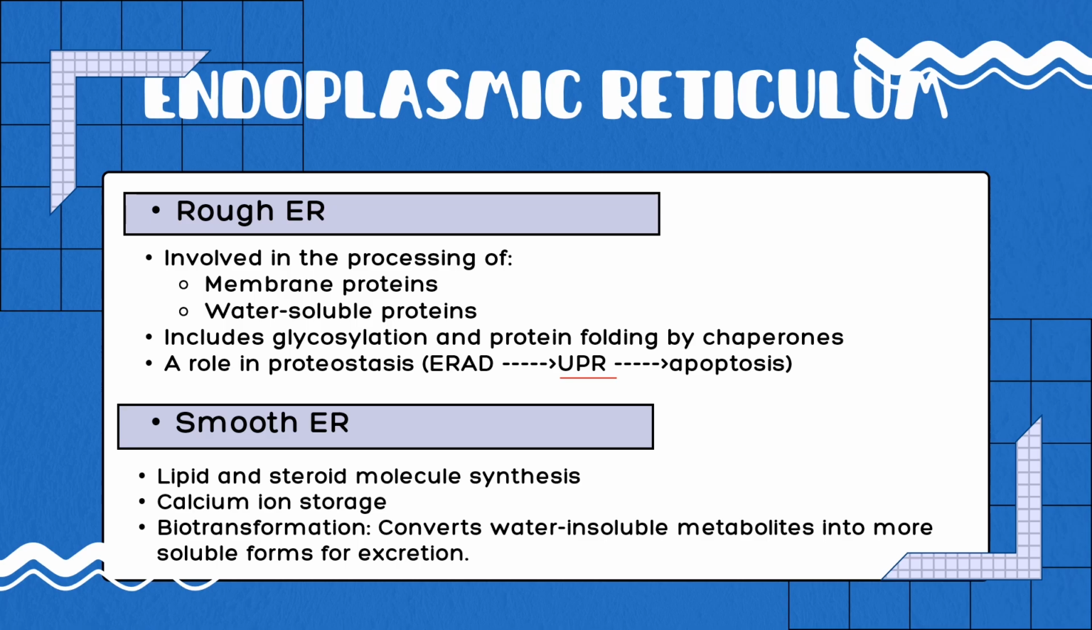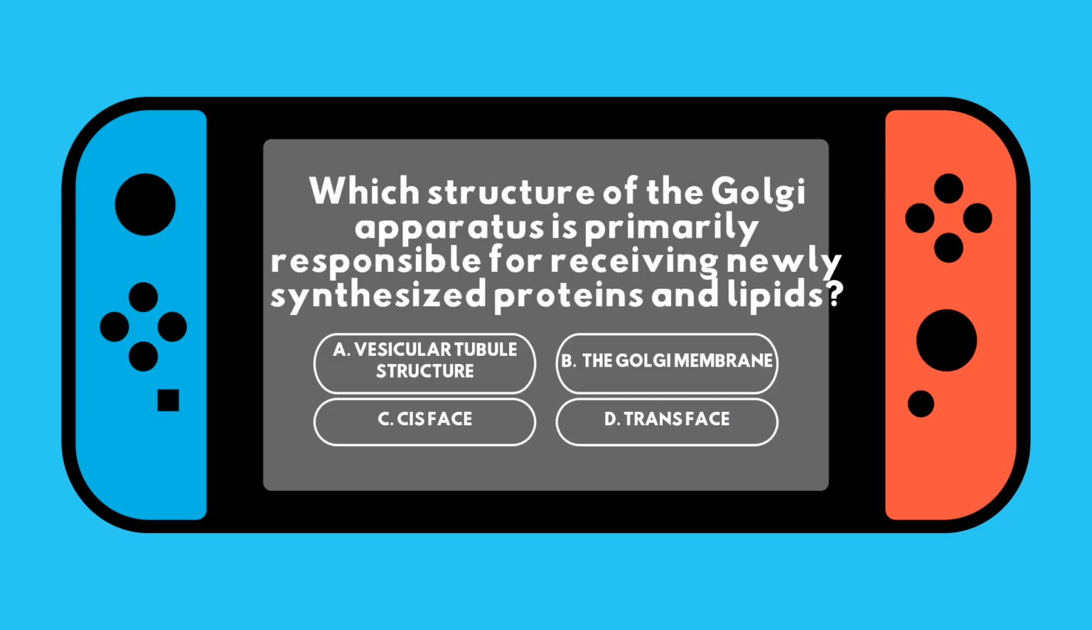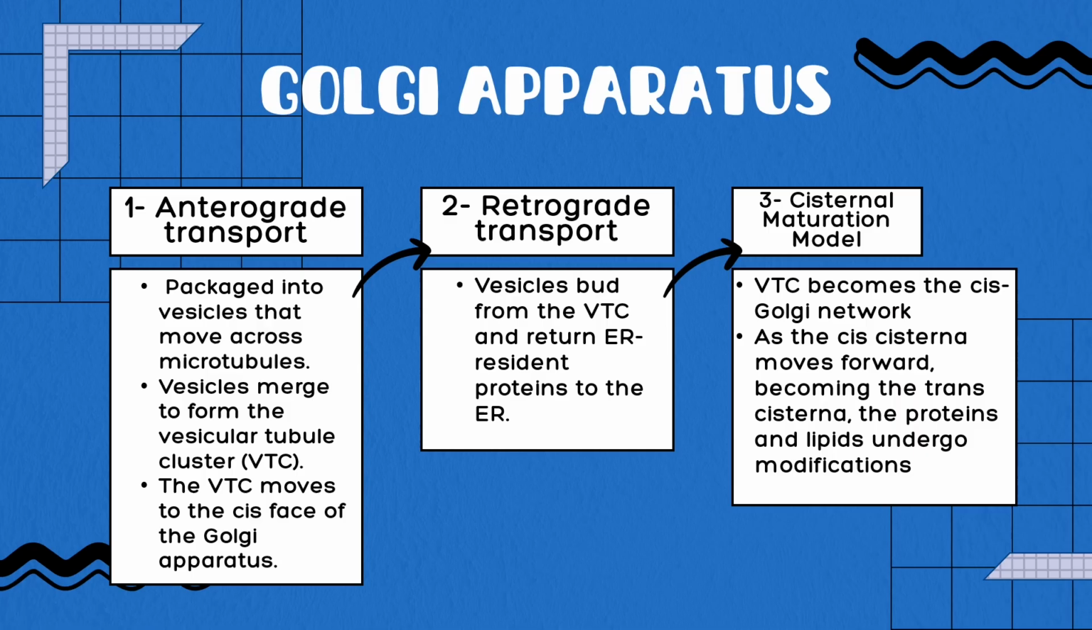And then we have: which structure of the Golgi apparatus is primarily responsible for receiving newly synthesized proteins and lipids? So this is very obvious. It's this phase. The trans phase doesn't receive, it exports, and we'll see the other structures in the next slide as well. Now this is a very important portion. I want you guys to focus. You have three different steps in the function of the Golgi body. The first thing that happens, let's start with anterograde transport, which is where the molecules, this is before they arrive at the Golgi body.